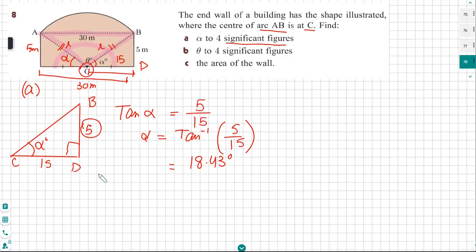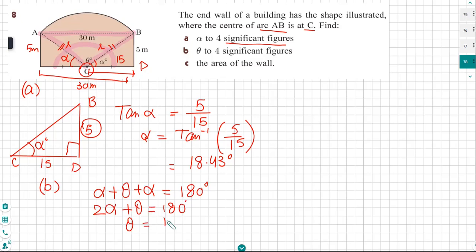So doing part B now. In part B, the sum of all angles on a straight line must be equal to 180 degrees. They are adjacent angles on a straight line. So alpha plus theta plus alpha must be equal to 180 degrees, right? So 2 alpha plus theta equals 180 degrees. Theta will be equal to 180 degrees minus 2 alpha, right? Now you can insert the value of alpha. The value of alpha is 18.43. Got it?